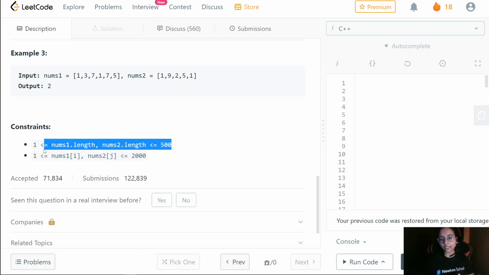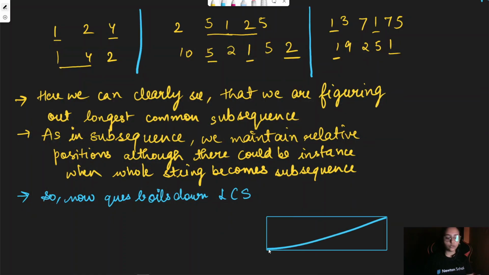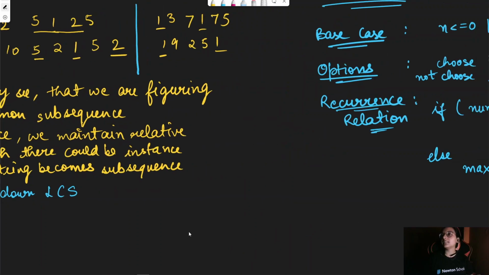As we had already figured out that this question is about LCS, what we will do now is first figure out the recurrence relation, then how to memoize it, and then bottom up DP. Let us go ahead with that, and after that I'll show you the code walkthrough. Okay, so let's go.